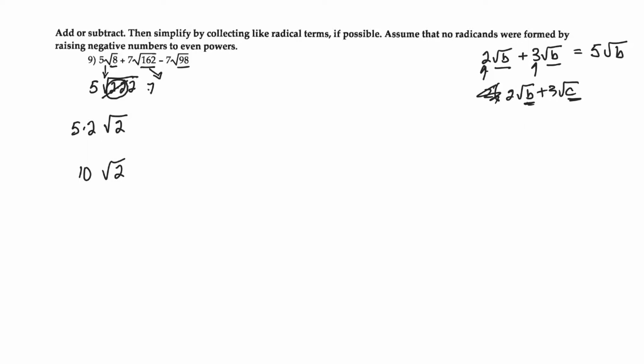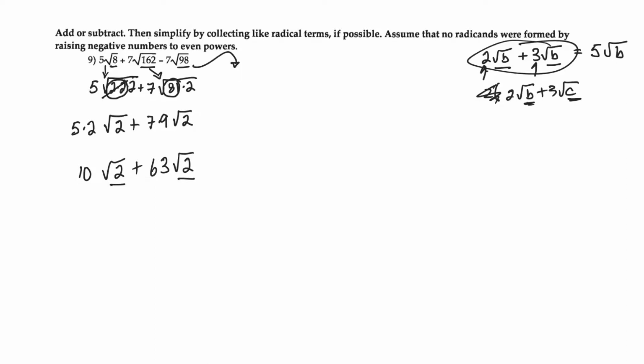Let's do this one. So that'd be 7. So there's a plus in here. 7 root 162, I think, is 81 times 2. Yeah. And 81 is 9 times 9, so I can bring one 9 out. And inside I'd be left with a 2. 7 times 9, 63 root 2. You see where they're going with this question? So now I've got the same radicals, which is what I need.